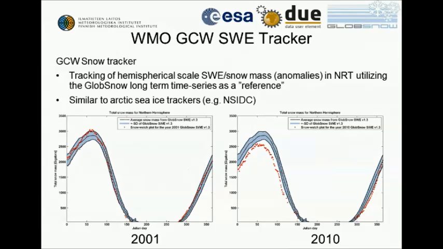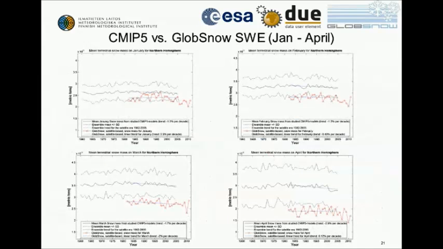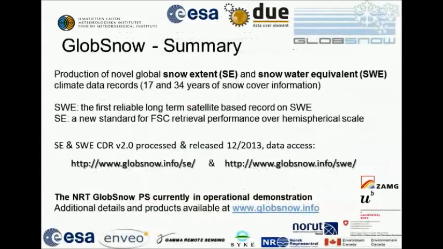Similar to what has been done, for example, for the Arctic sea ice, where you can see the progress of the melt of the sea ice, you can also track the hemispherical snow cover volume using this climatology. Also, what we are currently investigating is looking at the climate model simulations and comparing them with the observational-based GlobSnow dataset. So it's still under preparation. A summary: we are producing 2 long-term data series of snow cover, one on snow extent and one on snow water equivalent.